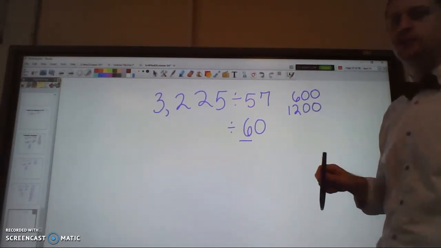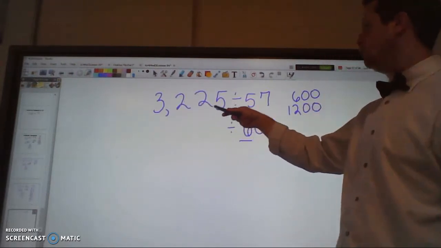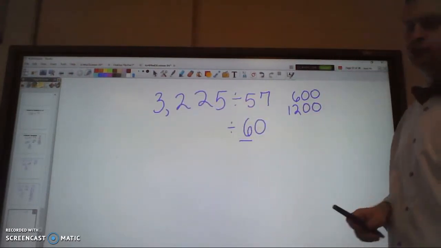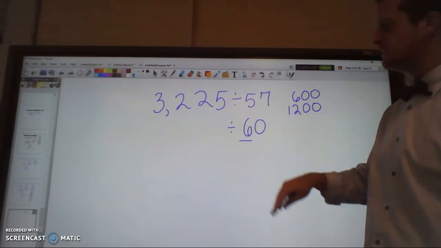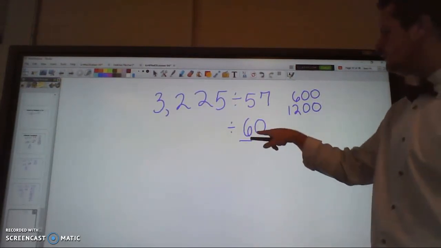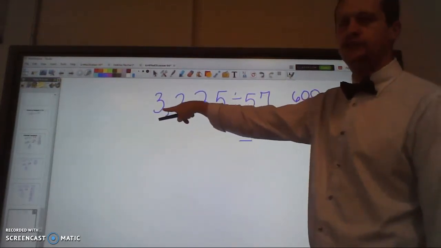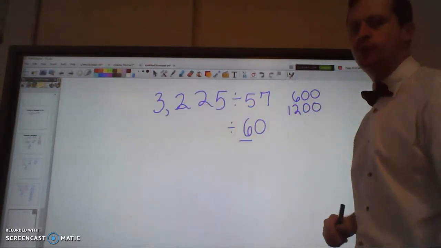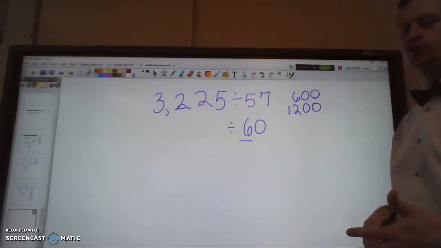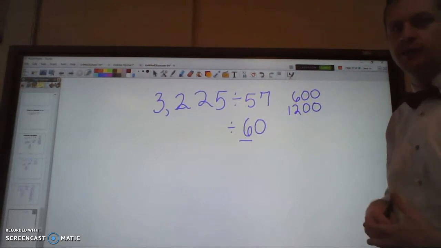Okay, and we're trying to get to 3,225. So still using my multiples of 6. And again, if you can think about your 6, looking at these first two numbers, you're looking at 32. How many times can 6 go into 32? It's not going to be exact. We're going to get a close number though.